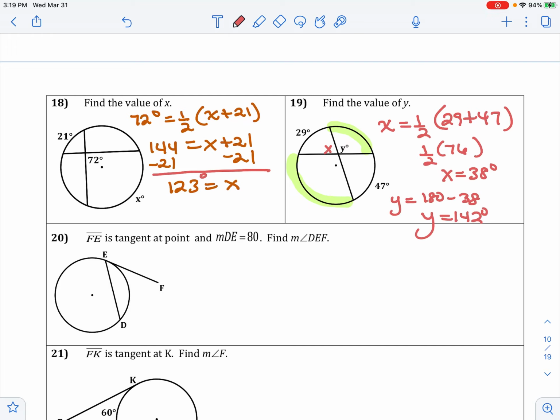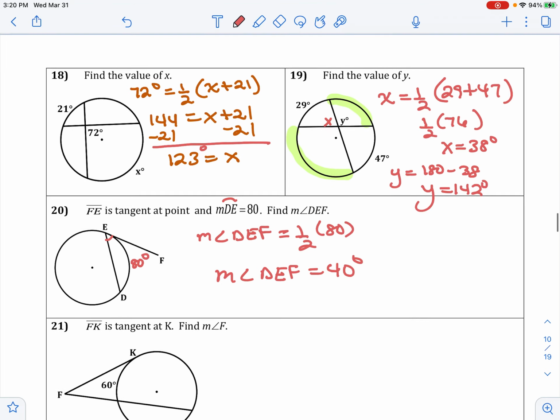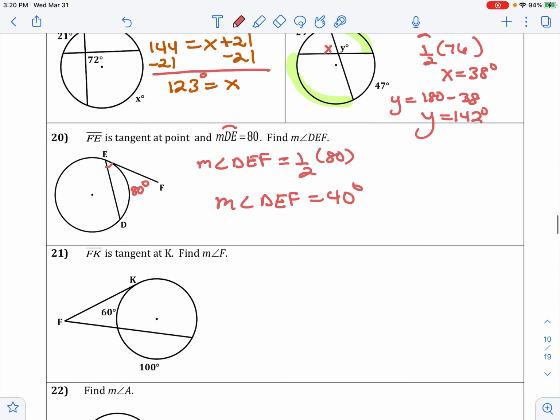Okay, number 20. Here I see a vertex that's sitting on the circle. Measure of arc DE is 80. So I'm going to put that here. There's 80. And then it says find the measure of angle DEF. So I want to find this angle right here. On the circle means it equals half of its arc. So the measure of angle DEF is going to equal 1/2 of 80, or 80 divided by 2. So the measure of angle DEF equals 40. So some of them go pretty quick like that.